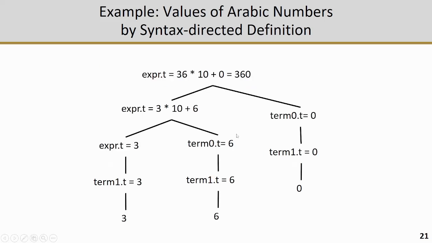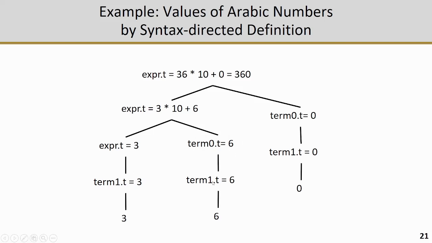As an example, you can see here, if we have a single digit, the value of the term is equal to the value of the digit. So if we have a term 1, 2, 3, then the attribute of the term equals 3. And then if we have a grammar rule expression to term 1, then the value of the expression becomes equal to the value of the term, so it will be 3 again.